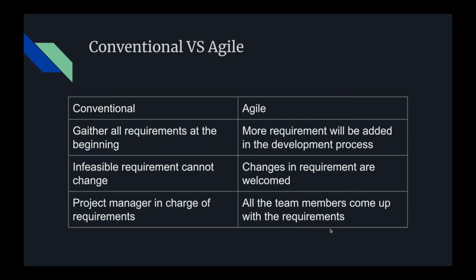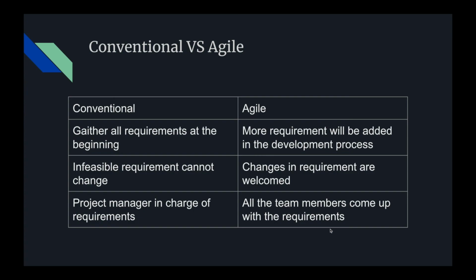Compared with that, in Agile we can add more requirements during the development process since we're doing iterations, right? For each iteration, we can add or modify the requirements that we have. So changes in requirements are welcome. We can change them every iteration. We don't have to get them fixed at the beginning of the development process.